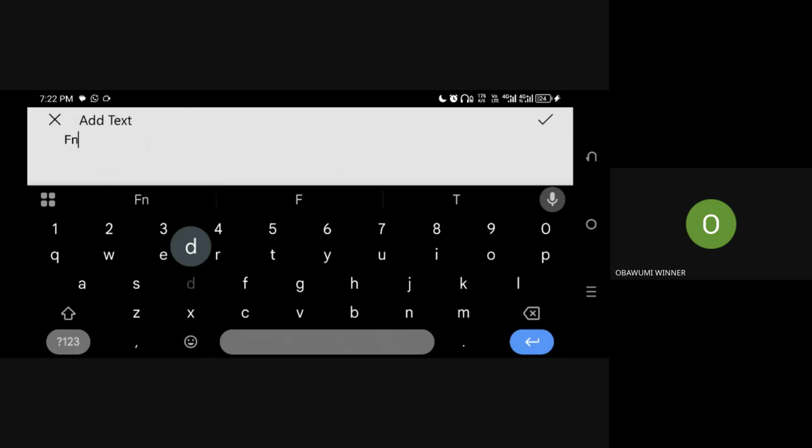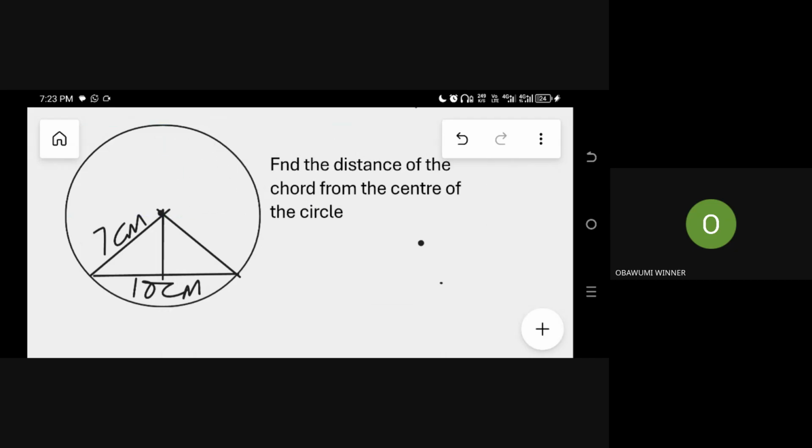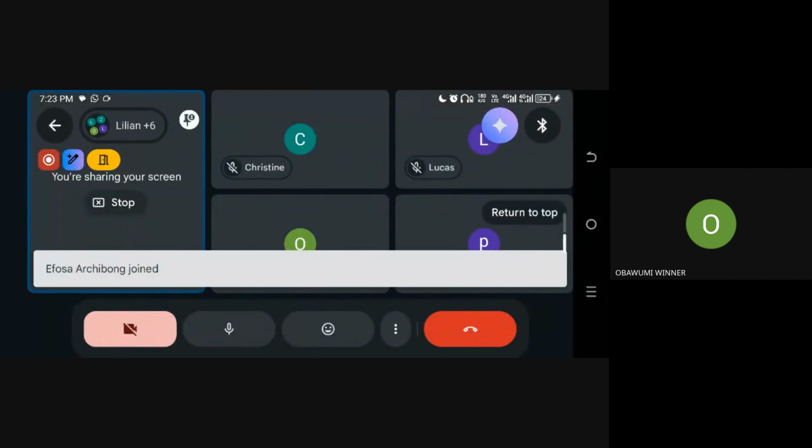Now the question is find the distance of the chord from the center of the circle. All right, so that's the question. Find the distance of the chord from the center of the circle. Where are you looking for? Who can tell us where are we looking for here? What line?